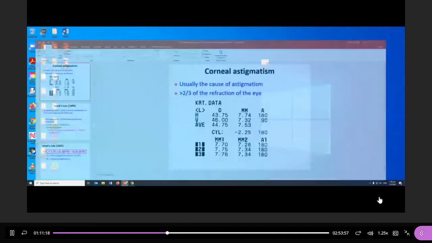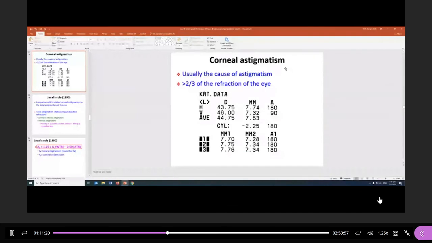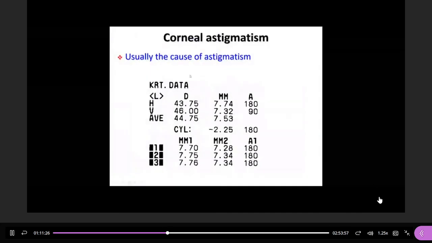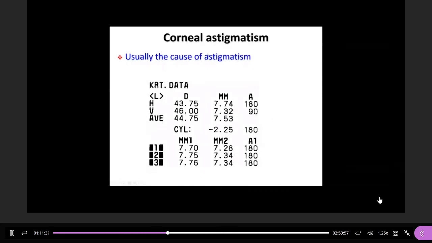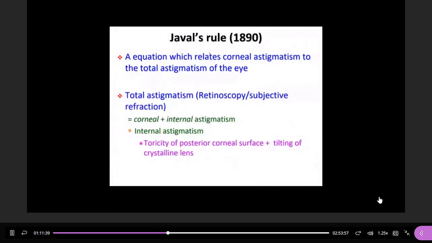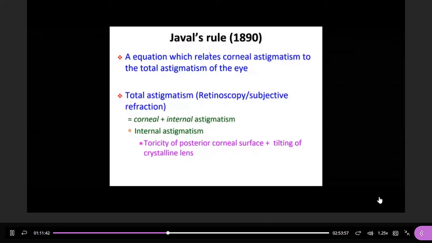Okay, next part, we are talking about Javal's rule. All right, this is Javal's rule. Javal's rule is where they come from. So this is the prescription from the corneal topography. This is corneal astigmatism, right? So the cornea occupies 2/3 of our refraction.